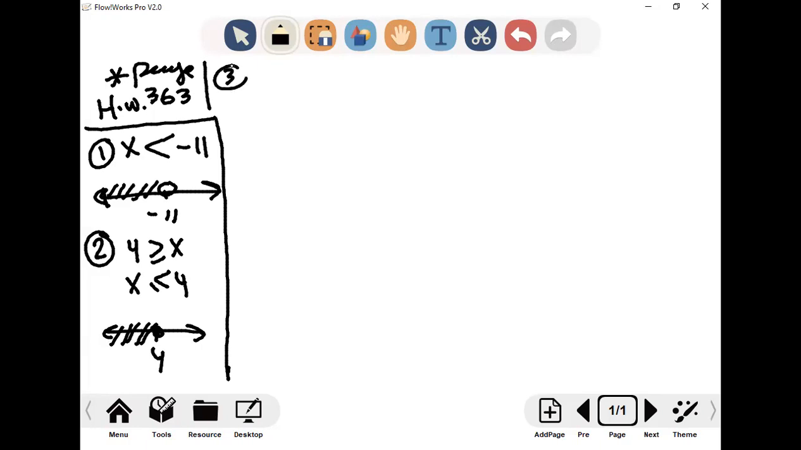Question 3, x less than or equal to 9. This is the 9, closed circle to the left.